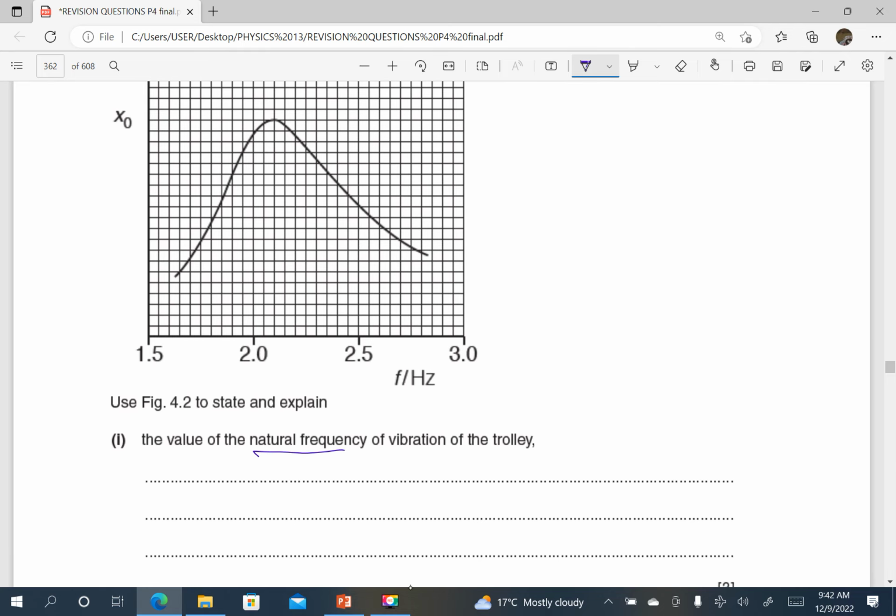Of course, we just look for the maximum amplitude. So the natural frequency is 2.1, because the scale here is 1.5, 2.0, that is 0.5 divided by 10, which is 0.05. Each small square is 0.05, and there are two small squares here, so that is 2.1. So the natural frequency f is 2.1 Hz. They said state and explain the value.